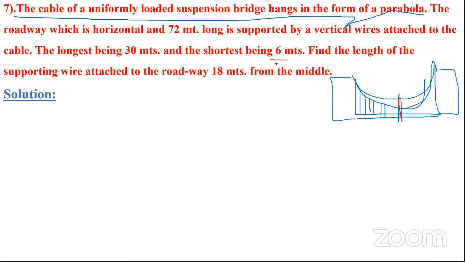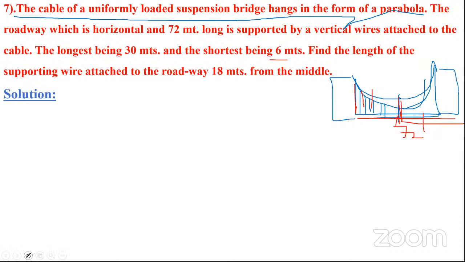Find the length of the supporting wire. Find the length of the supporting wire attached to the roadway, 18 meters from the middle. So this is the middle point. What is given is 72 meters here. So 72 meters, the middle means this is 36 meters, and we have to find again half of that, that is 18 meters. Okay, so this is the question.